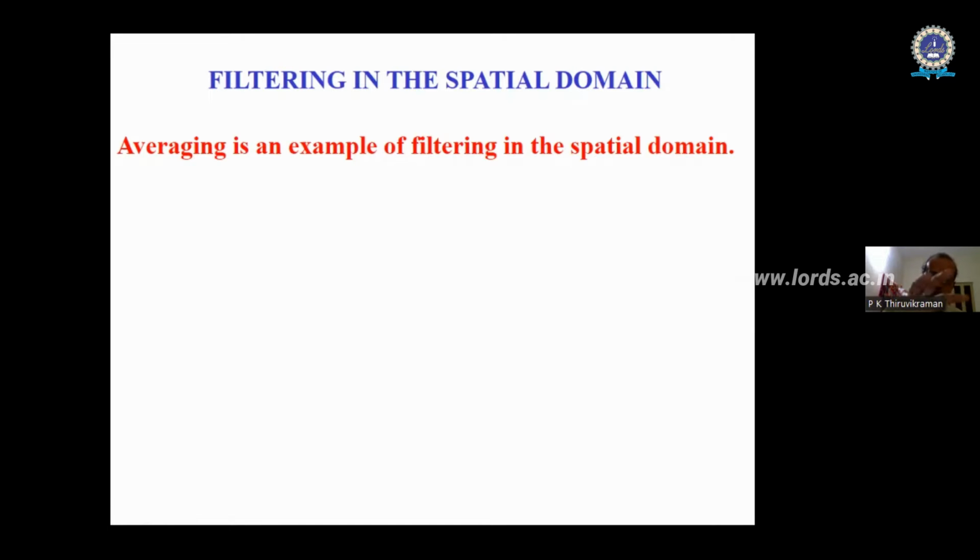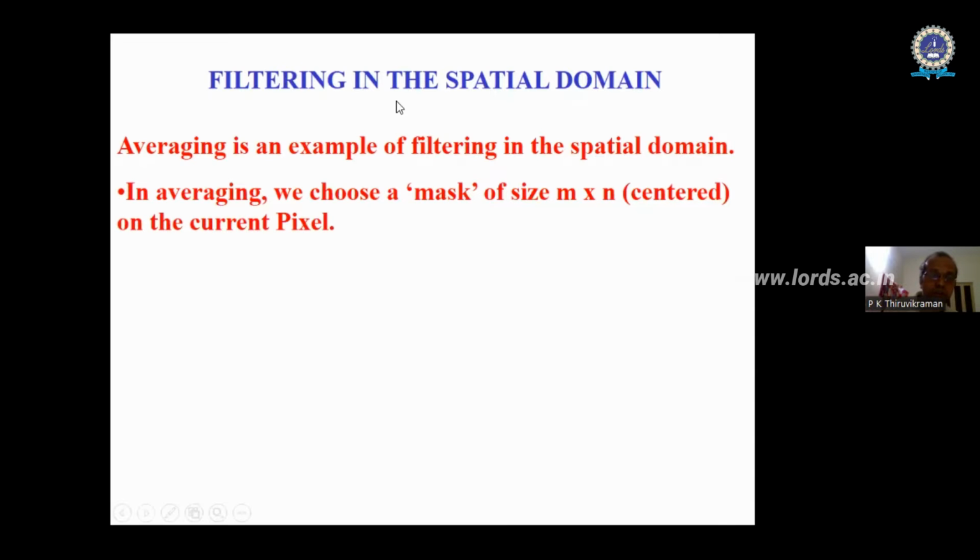We simply take a group of pixels within what is called a mask and replace the center of the mask by the average value. What we do in averaging is we choose a mask of size m cross n. These numbers are usually small. Typically we choose a square mask, like 3 cross 3. That means 9 pixels.